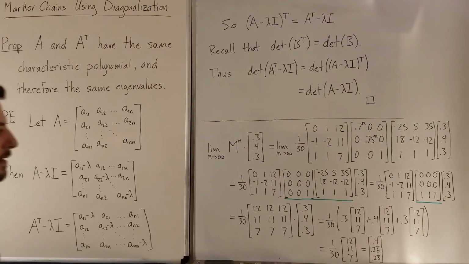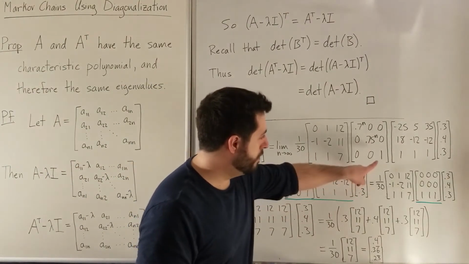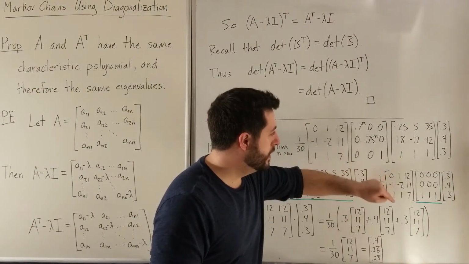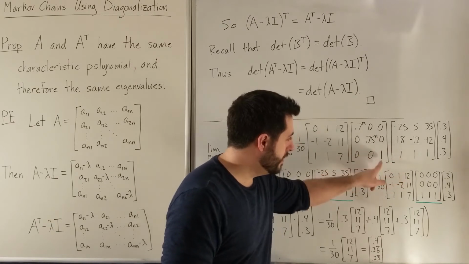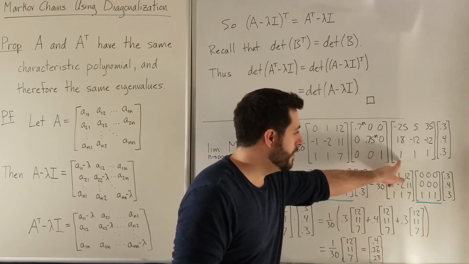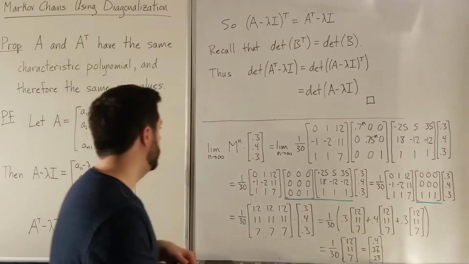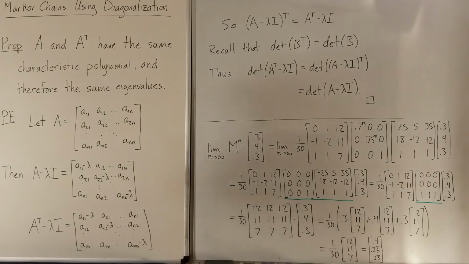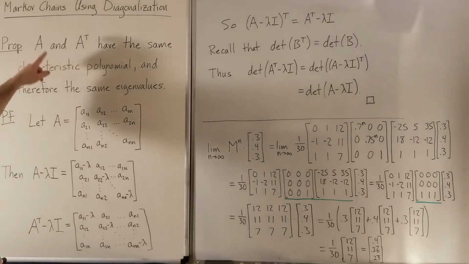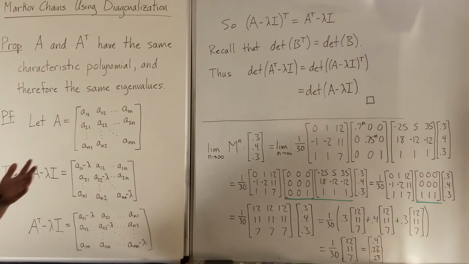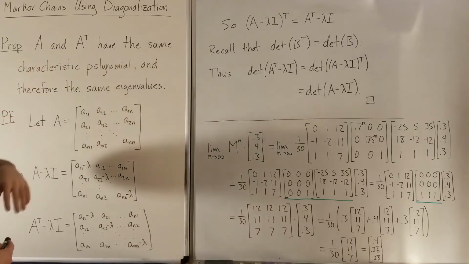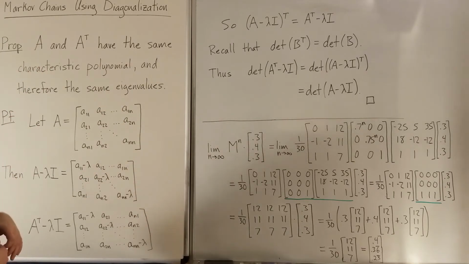I now want to show 2 things. I want to show that we're always going to get an eigenvalue of 1, and if we put it in the last column here, then in the last row over here, we're always going to get a row of all 1s. Okay, so to start out with, we're going to look at what happens to the characteristic polynomial when we take a transpose. And the proposition is that A and A transpose, A is an n by n matrix here, have the exact same characteristic polynomial and therefore the same eigenvalues.